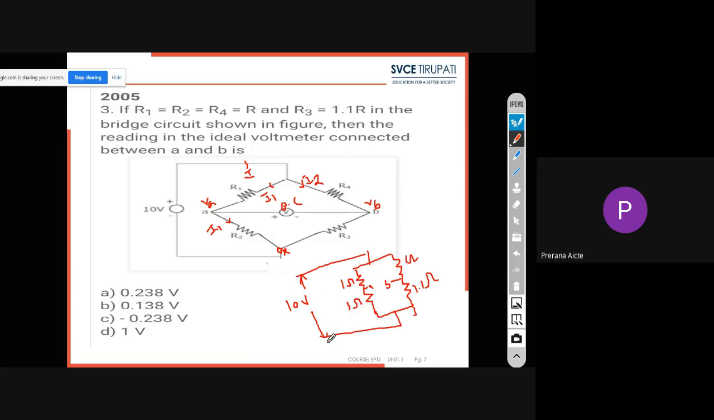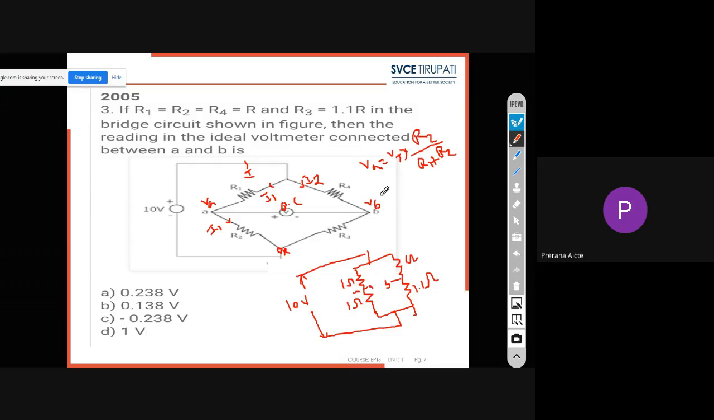Can anyone tell me what the voltage divider rule is? The voltage divider rule states that the branch voltage equals the total voltage into that branch resistance divided by the total resistance. So VA equals total voltage VT into the branch resistance, R2 by R1 plus R2, which is 2 ohms. Is it clear?